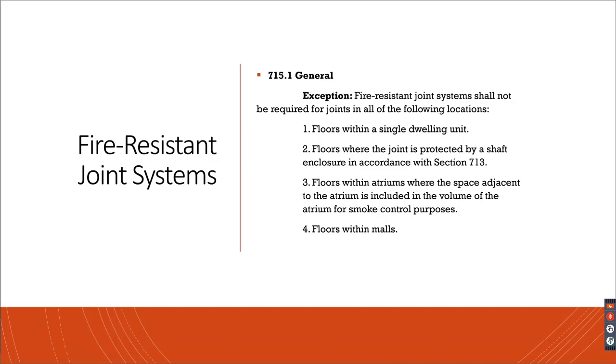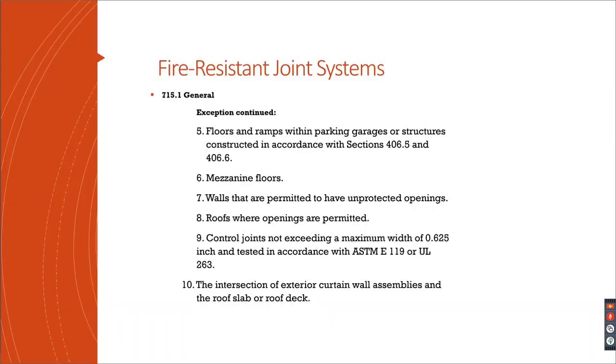And then floors within malls, and floors and ramps within parking garages or structures constructed in accordance with 406.5 and 406.6. Those are the sections that are specific for parking structures and will have specific requirements for how those are to be constructed and protected. And then, of course, mezzanine floors, and then walls that are permitted to have unprotected openings. That makes sense, right? Roofs where openings are permitted, and then control joints not exceeding a maximum width of 0.625 inch and tested in accordance with ASTM E119 or UL 263.